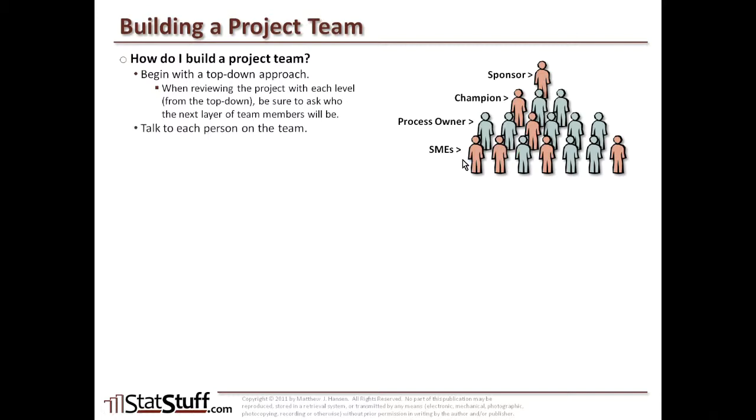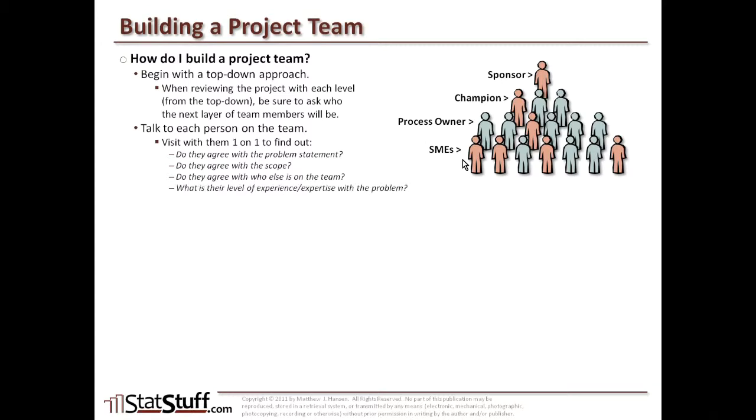Now, as you identify those folks, make sure that you talk to each one of those team members. I strongly recommend that you at least talk, call, or visit with them one-on-one and try to find out several things. And here's some suggested questions. Do they agree with the problem statement they've already defined? And do they agree with the scope of the project? Do they agree with the other folks who are included on the team? That is, who was included. Maybe they think that some people should be excluded or there should be additional people included. What's the level of expertise or experience that they have with that particular problem that you're trying to solve in the project? And who are the other potential stakeholders for the project that should be included?